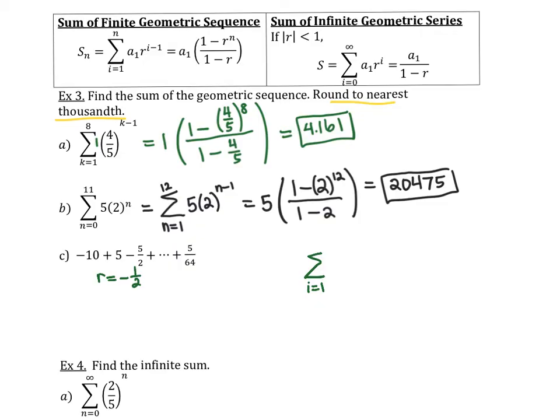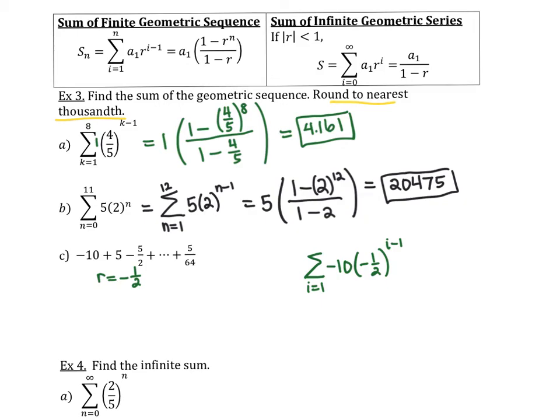I do have the first term. It's -10. R is -1/2 because I just looked at it and figured it out. And I can make this I -1. You can also make it an N if N makes you happier. Doesn't matter to me, it's the same formula.